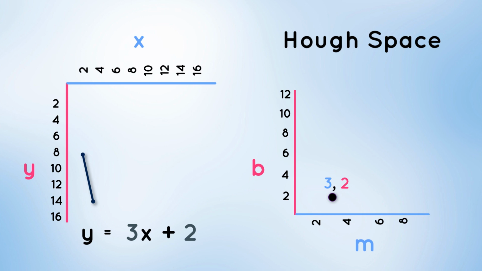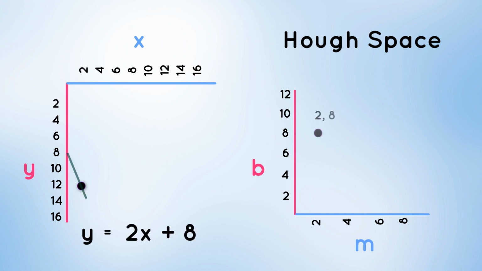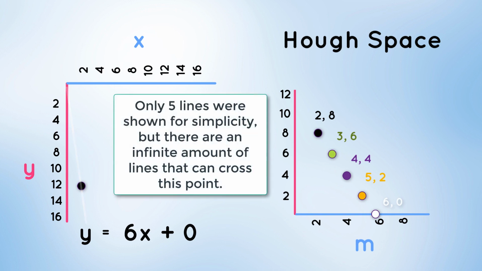Now imagine that instead of a line we had a single dot, located at the coordinates 12 and 2. There are many possible lines that can pass through this dot, each line with different values for m and b. You could have a line that crosses it with m and b values of 2 and 8, 3 and 6, 4 and 4, 5 and 2, 6 and 0, so on and so forth.